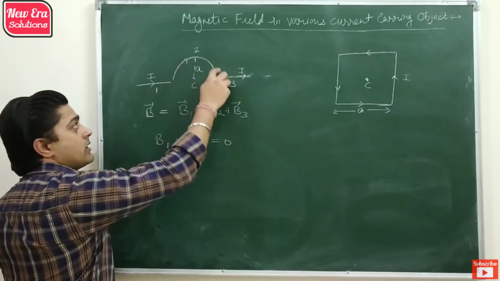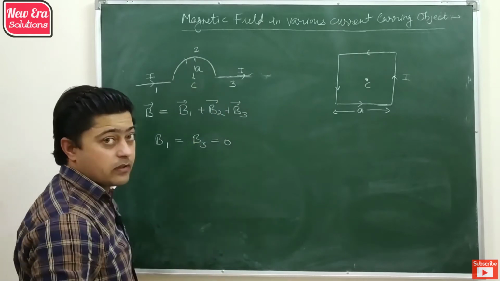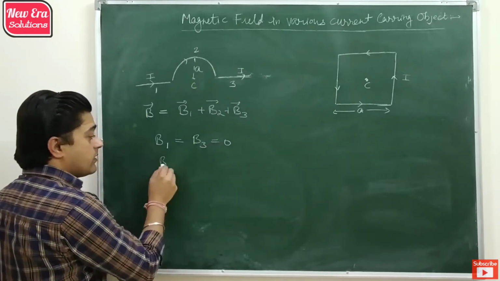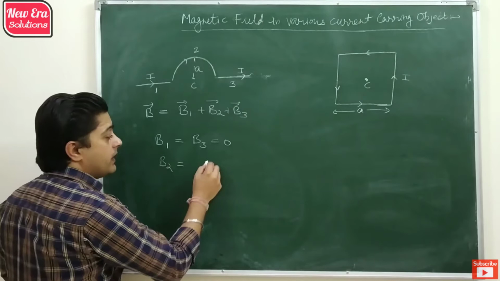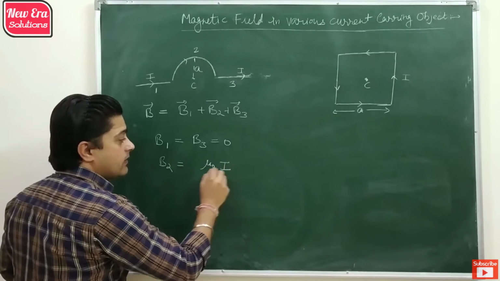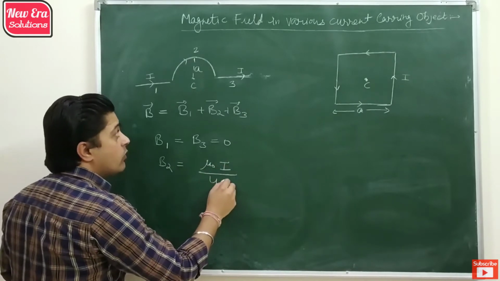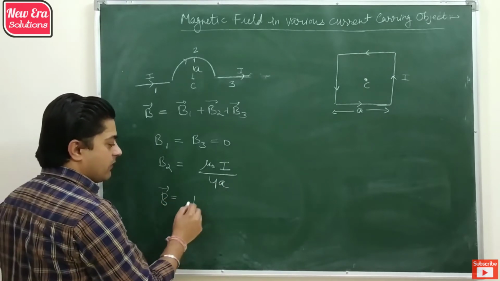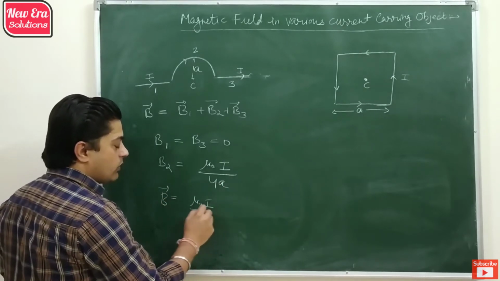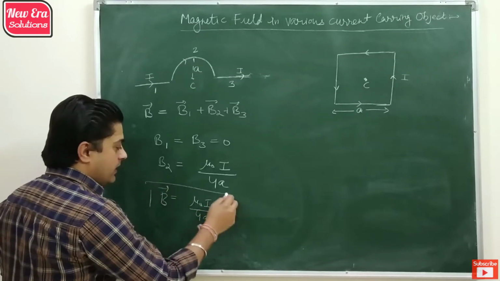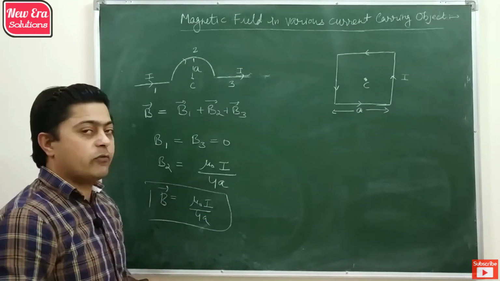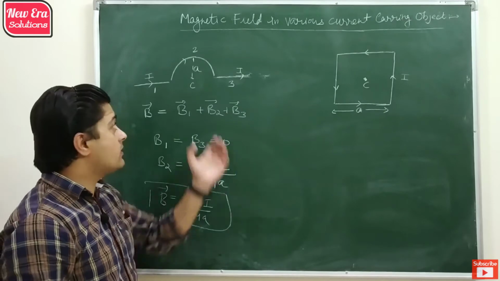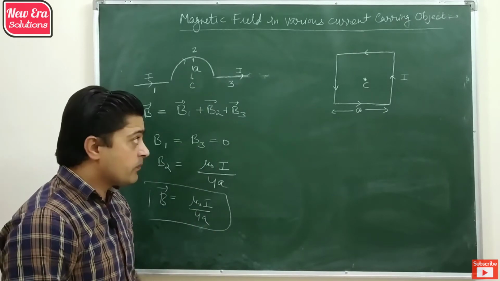Then we focus on the second segment, which is a semicircle, and the semicircle has a magnetic field at its center of mu naught I by 4a. So if we put in the values of these three magnetic fields, we get the total magnetic field at point C as mu naught I by 4a, which is due to the semicircular part.